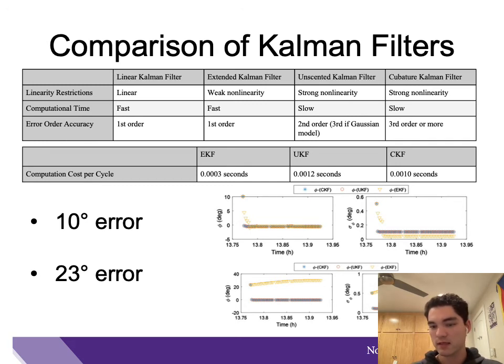Below, we can see that for the given system, a 10-degree error in the initial condition takes longer for EKF to converge than UKF or CKF, and a 23-degree error in the initial condition makes EKF diverge. These results show that the EKF is the preferred choice for weakly nonlinear systems, while the CKF is the preferred choice for a highly nonlinear system, because it has the higher error order accuracy and is even faster than UKF.